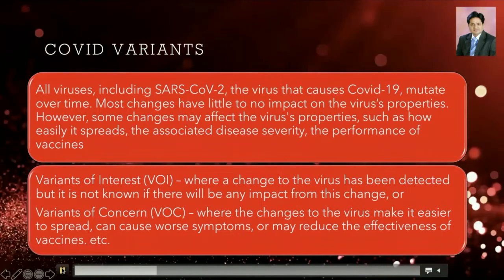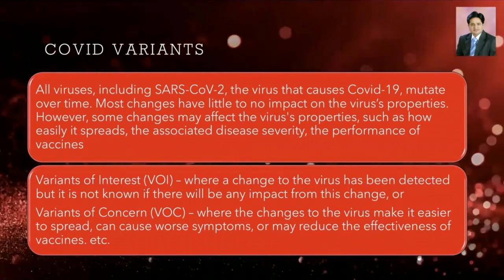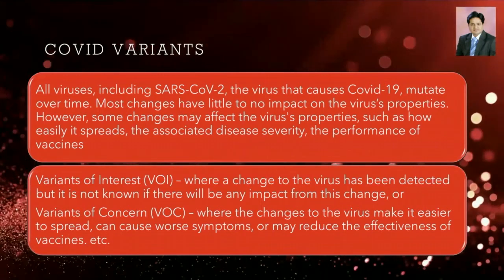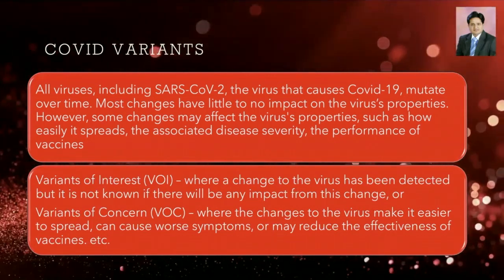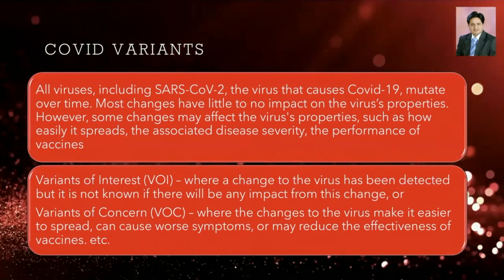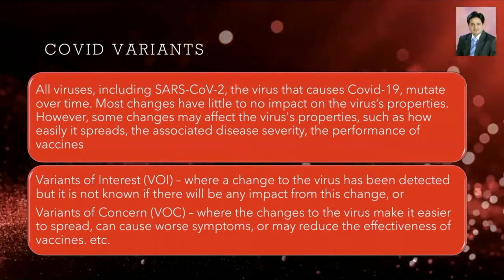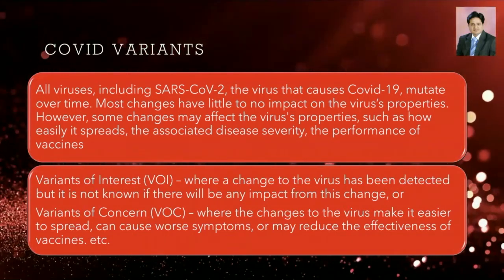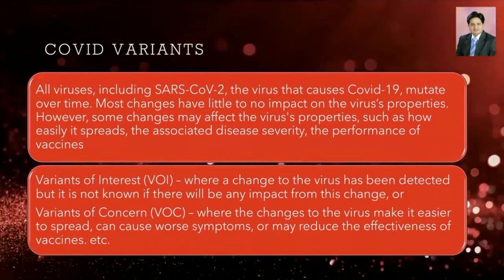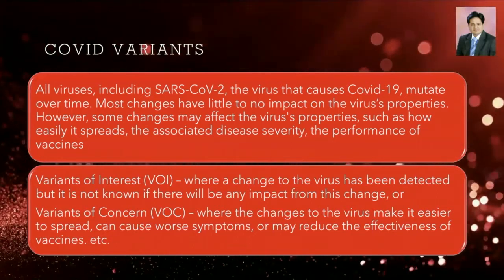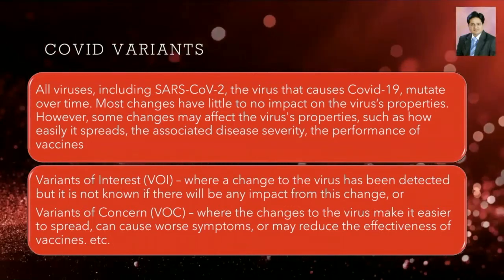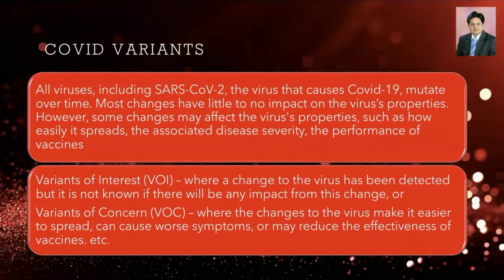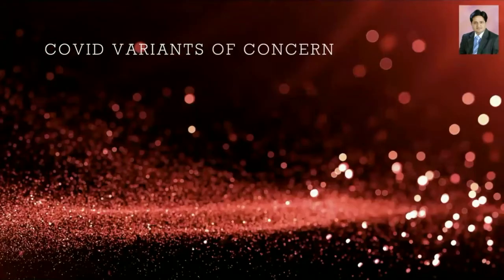The variants of interest are the ones where a change to the virus has been detected, but it is not known if there will be any impact from this change. But the variants of concern are the ones where the change to the virus makes it easier to spread, can worsen the symptoms, or may reduce the effectiveness of the vaccines. So far, we have 4 COVID variants of concern.